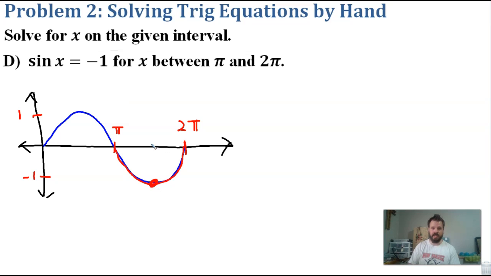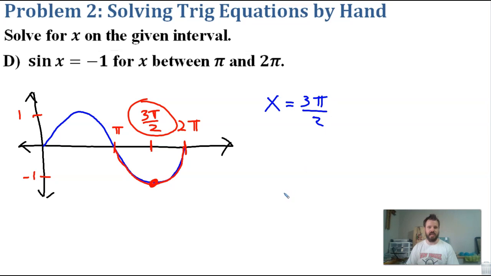So in other words, I want this x value here, where sine of x will be -1, halfway between pi and 2 pi. In other words, at 3 pi over 2. All right, so when x is 3 pi over 2, sine of x will be -1. And like we said, 3 pi over 2 is between pi and 2 pi.